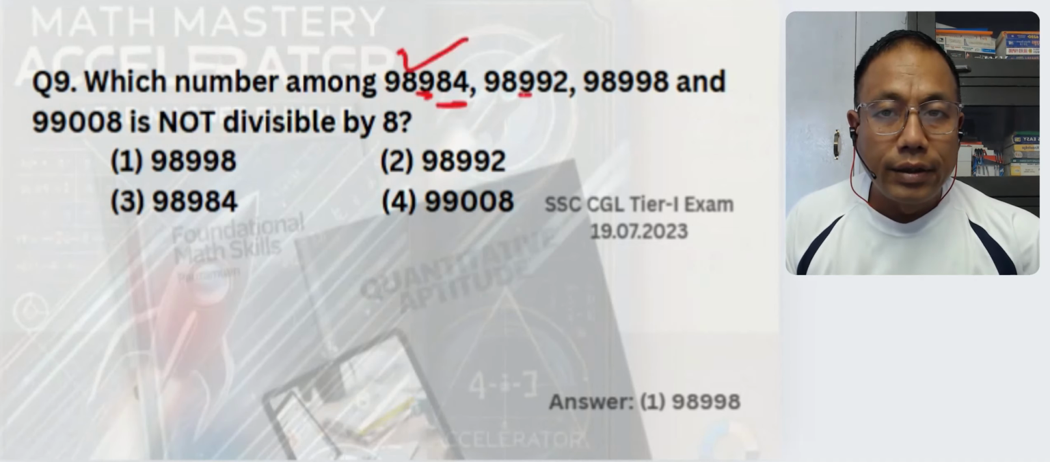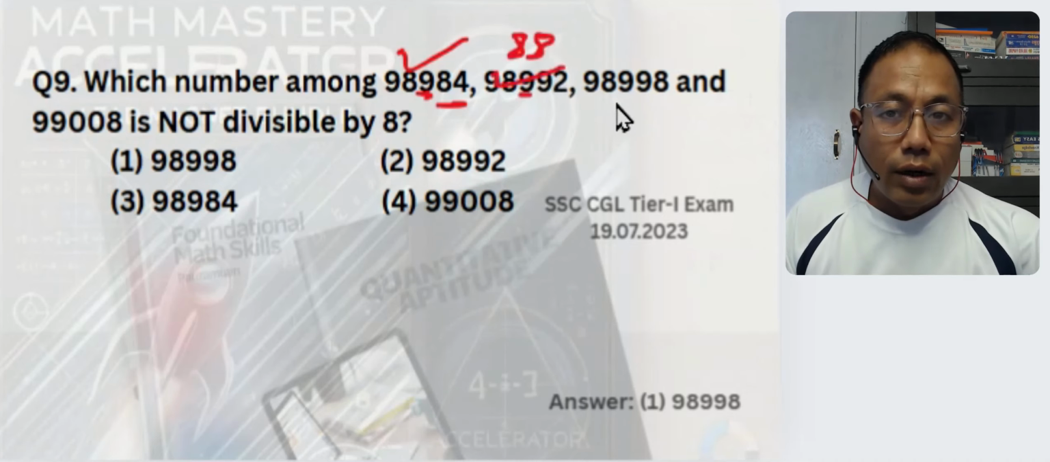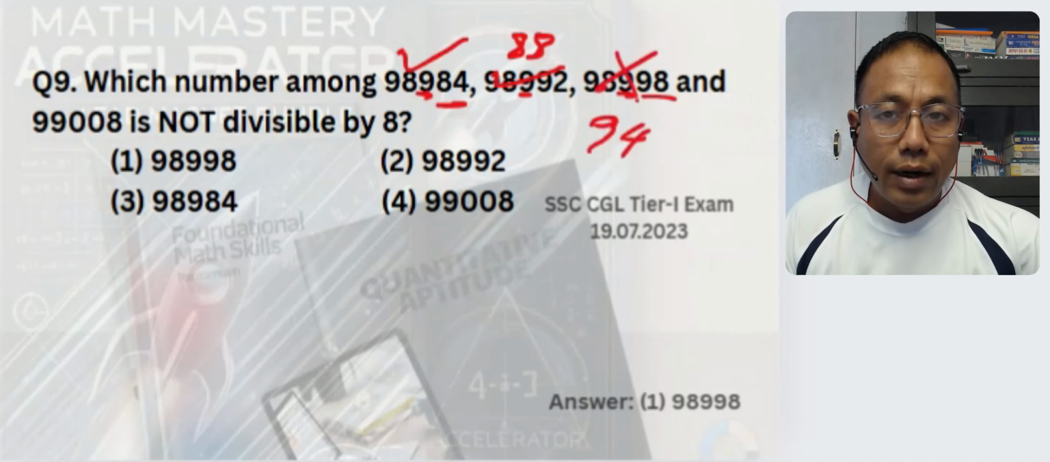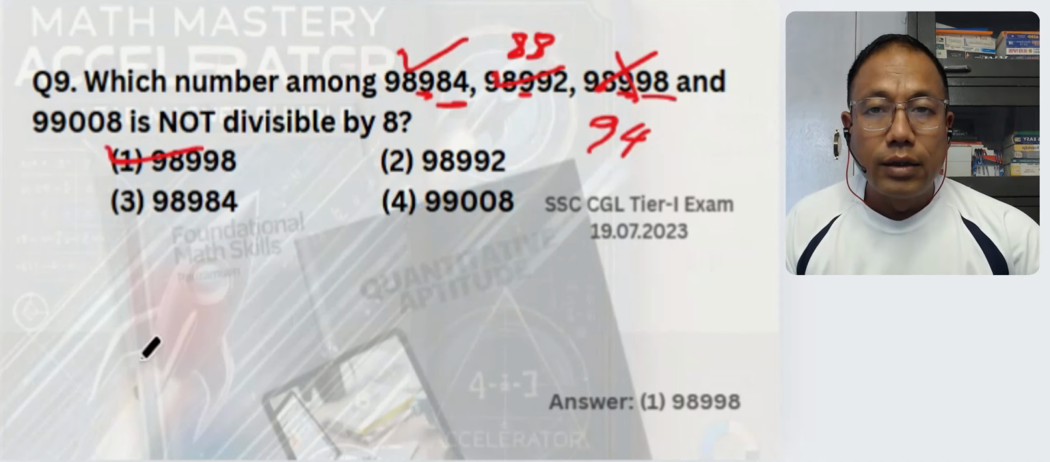The hundreds place here is 9. 92 minus 4, that is 88, which is divisible by 8. The third one, the hundreds place is 9, which is odd. Last two digits, 98 minus 4 is 94, which is not divisible by 8. Therefore, the right answer is option 1, 98998. That is, option 1 is the right answer.